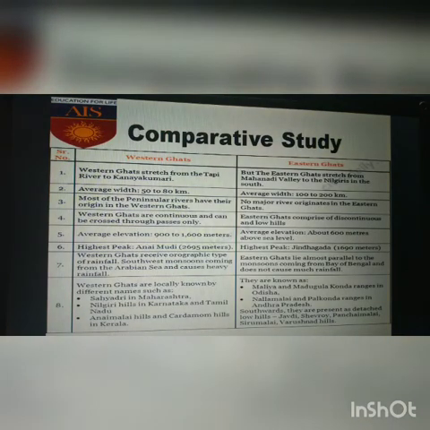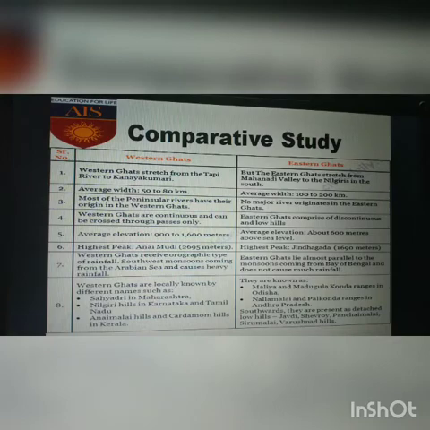Let us come to the comparative study of the Western and the Eastern Ghats. Western Ghats stretch from the Tapi river to Kanyakumari, while the Eastern Ghats stretch from Mahanadi Valley to the Nilgiris in the south. Average width of Western Ghats is 50 to 80 km only, whereas average width of Eastern Ghats is 100 to 200 km. Most of the peninsular rivers have their origin in the Western Ghats. No major rivers originate from the Eastern Ghats.